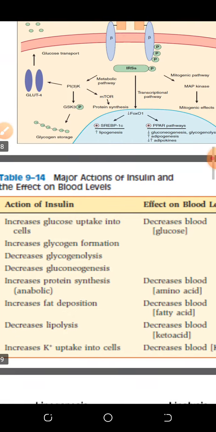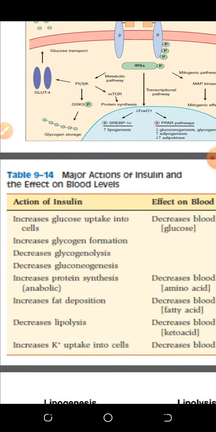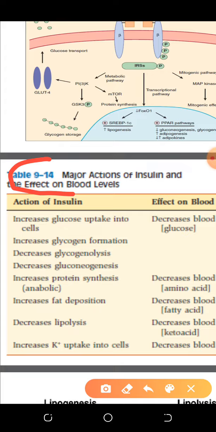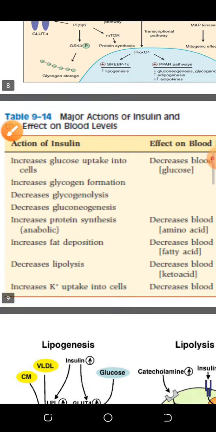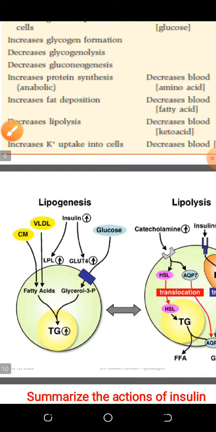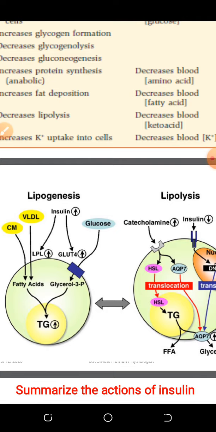Okay, this is physiology. Make sure that you understand this. The only way to understand this is just to know. There's no formula about it. You just have to know about it. These are just diagrams showing you the effect of insulin, lipogenesis, and lipolysis.